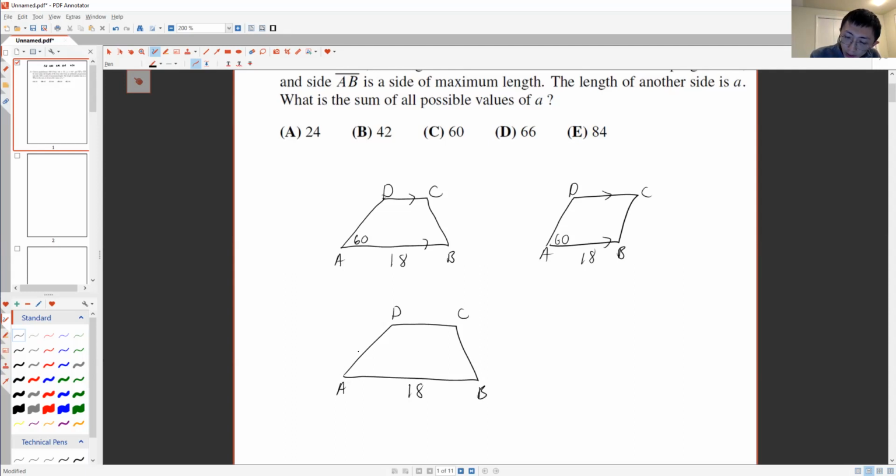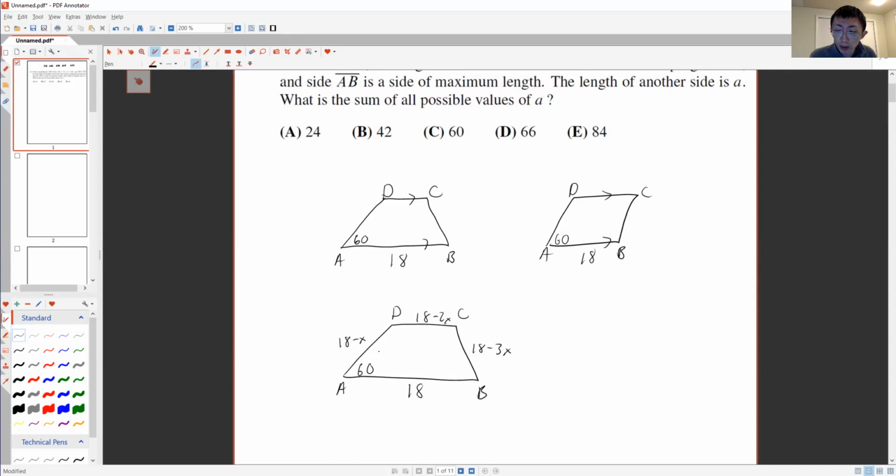So let's just say the sides are 18, 18 minus x, 18 minus 2x, and so on. It seems a little bit hard because, how do we deal with all the three unknown sides? All we're given is one side of maximum length, and an angle adjacent to that side.